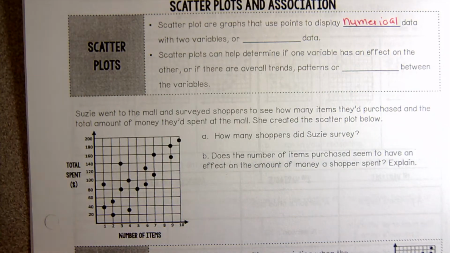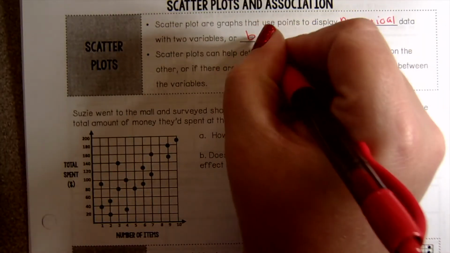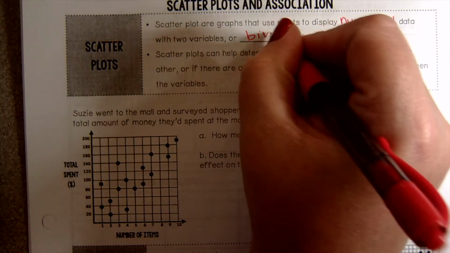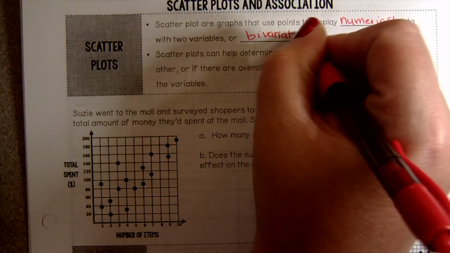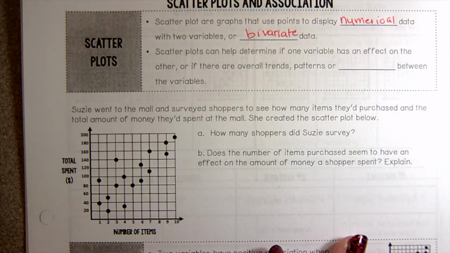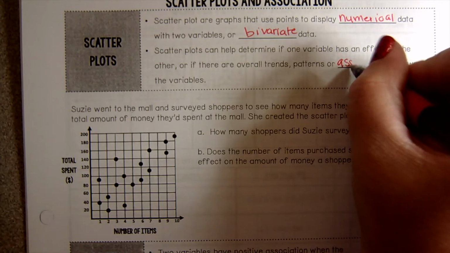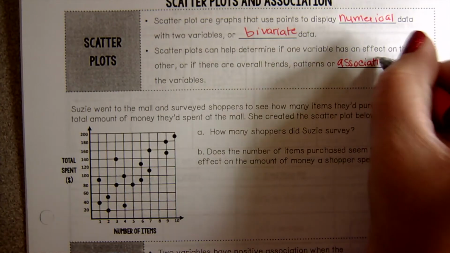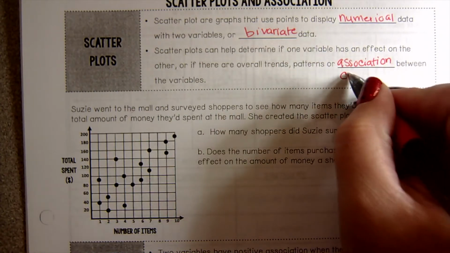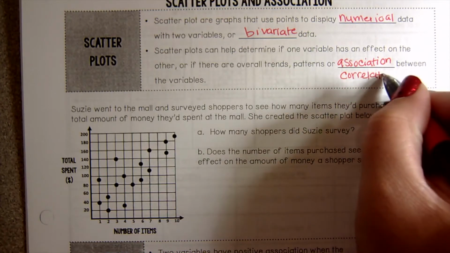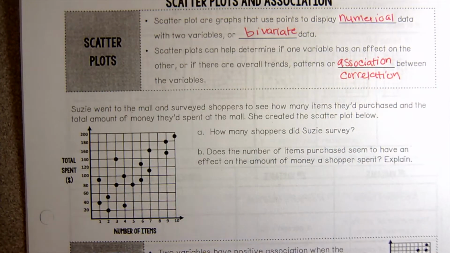With two variables, or bivariate data, which just means bivariate. Bi means two, variate means variables, so two variables. Scatter plots help determine if one variable has an effect on the other, or if there are overall trends, patterns, or associations. Associations can be used interchangeably with the word correlation, which was the word that we used yesterday. This set of notes uses association. Yesterday we talked about correlation. They both mean the same thing between the variables.